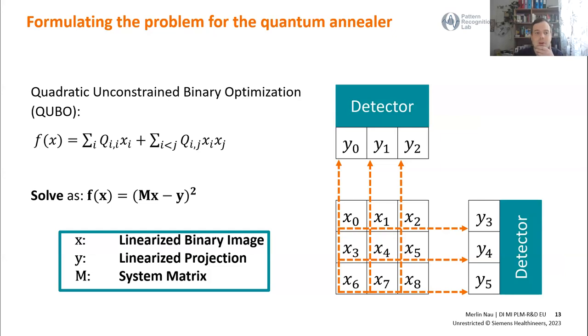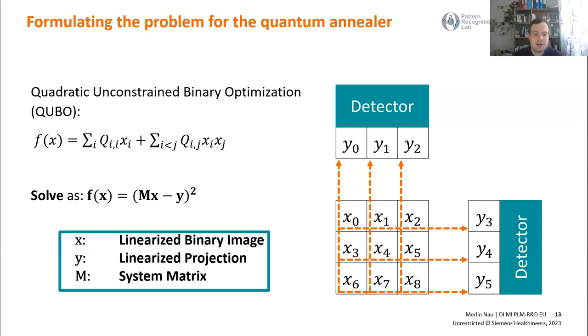So when we want to formulate this problem for the quantum annealer, we first have to take a look at what kind of problems the quantum annealer can actually solve. The problems that our quantum annealer is good at are these quadratic unconstrained binary optimization problems. So we have some kind of linear part, we have our x_i, our pixels in our world, our variables that we want to solve for, which are binary, so they're either one or zero.